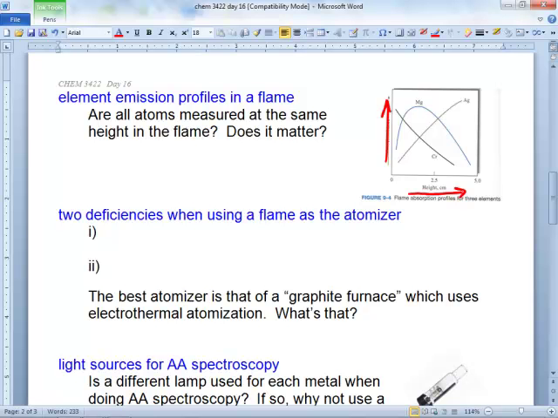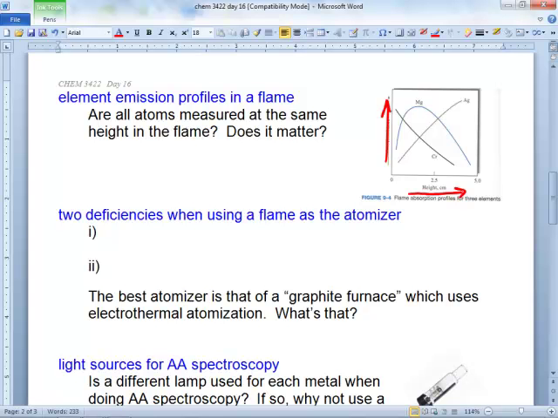Okay, Adriana. Are all atoms measured at the same height in a flame? Man, you pick on her a lot today. All right, I think a better way to say this: would you perform the AA analysis at the same height for all metals in a flame? No, you shouldn't. If you want to work with magnesium, would you want to be really high in the flame, way above the burner, or really close to that burner tip?